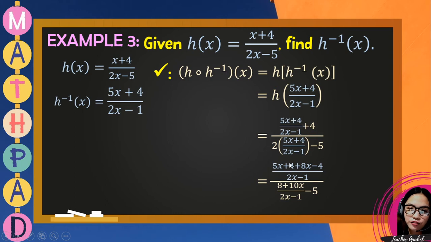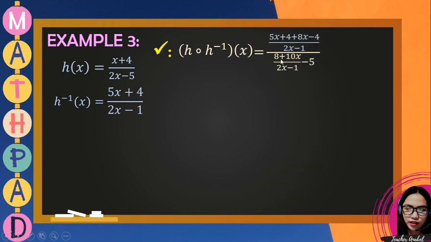Tinopyan natin yung 5x plus 4 dito, diba? Then, 4 times 2x, that is 8x. 4 times negative 1, that is negative 4. Okay? Dito sa baba, 2 times 5x is 10x. 2 times 4 is 8. Okay. Now, next. Ito yung kanina ha.